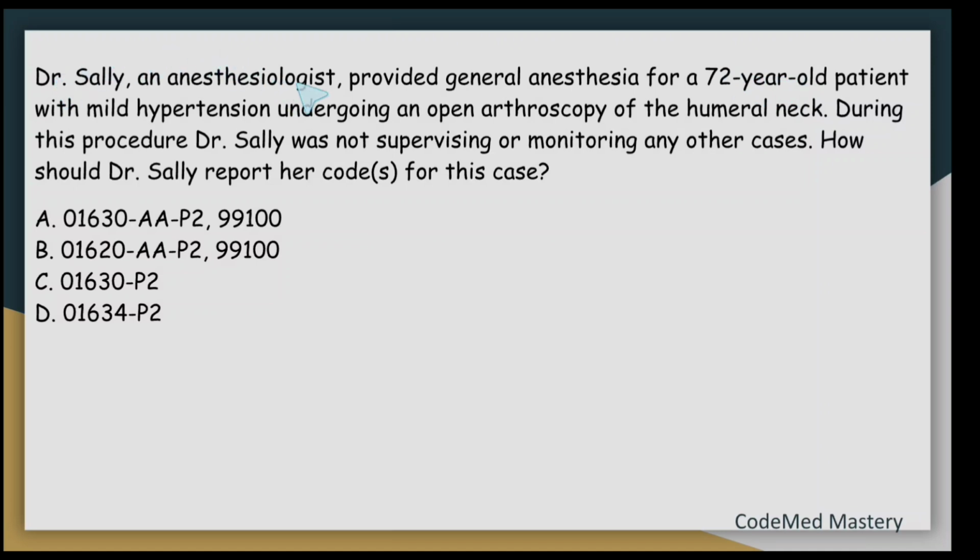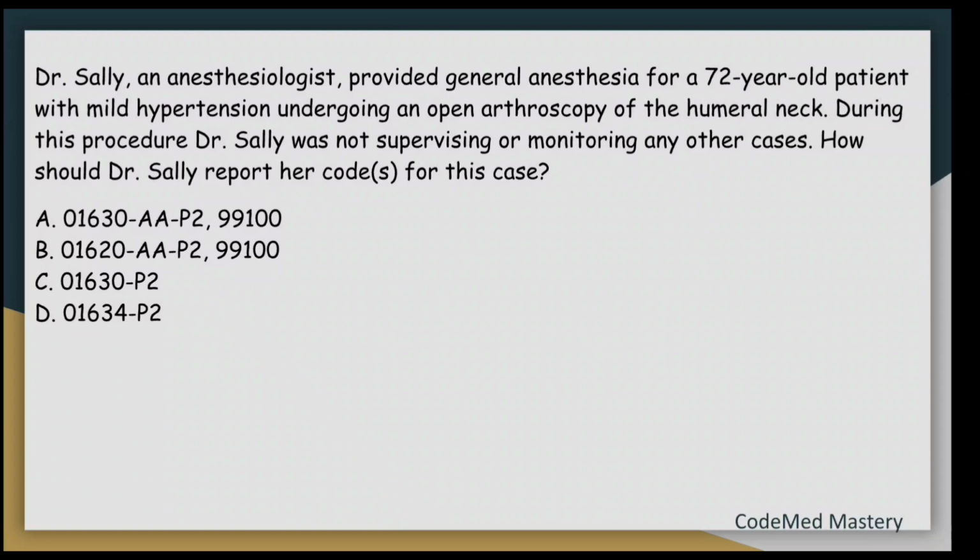Dr. Sally, an anesthesiologist, provided general anesthesia for a 72-year-old patient with mild hypertension undergoing open arthroscopy of the humeral neck. During this procedure, Dr. Sally was not supervising or monitoring any other cases. How should Dr. Sally report her code for this case? An easy way to eliminate the wrong options is considering the age of the patient. The age of the patient is 72-year-old.